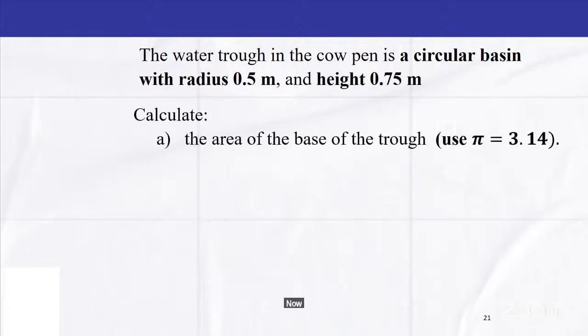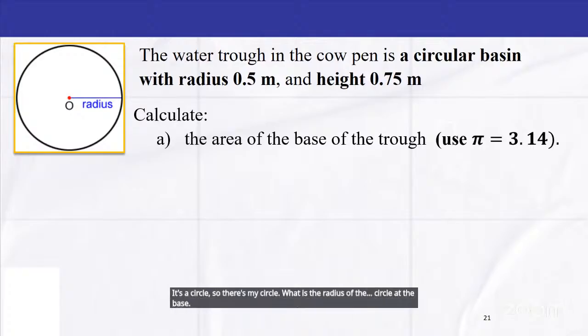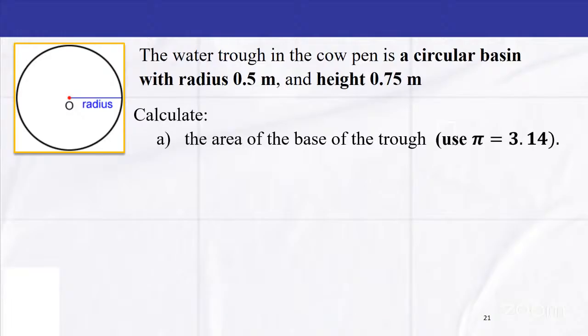Now we're going to calculate the area of the base of the trough. What shape would be at the base? Still awaiting responses. S. Thompson says circle. Wonderful. Someone says circle as well. It's a circle. So there's my circle. What is the radius of the circle at the base? Anybody? S. Thompson says 0.5 meters. Okay, wonderful. So that's 0.5 meters.